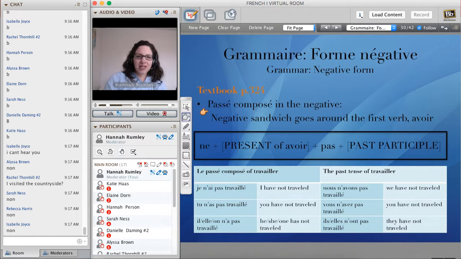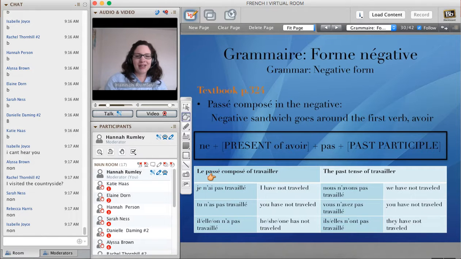The passé composé in the negative: the sandwich goes around the first verb, avoir, which shouldn't really come as a surprise because that tends to be the trend in French. If there's two verbs, the negative sandwich always goes around the first verb. That's kind of always what happens generally, with a few little exceptions here and there.